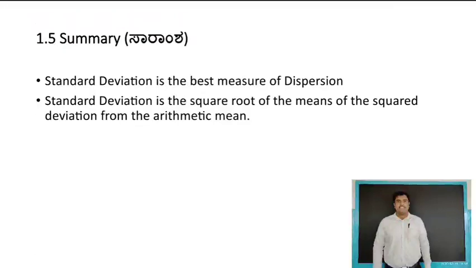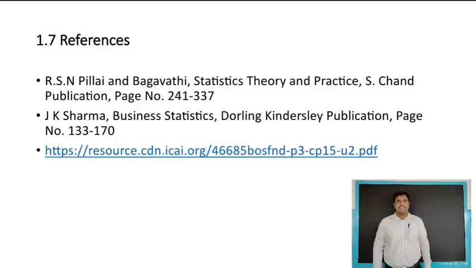Summarizing the session: standard deviation is the best measure of dispersion, and it is the square root of the mean of the squared deviations from the arithmetic mean. So we take deviations from the arithmetic mean, later we square them and divide by the number of items, that is nothing but the mean. Then we take the root of that, and we get the standard deviation.